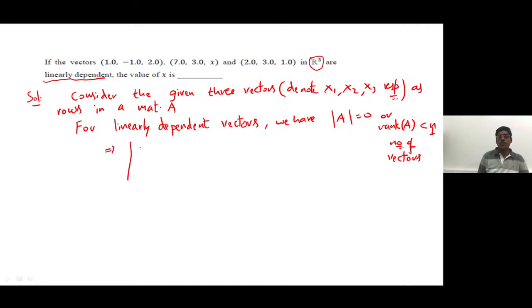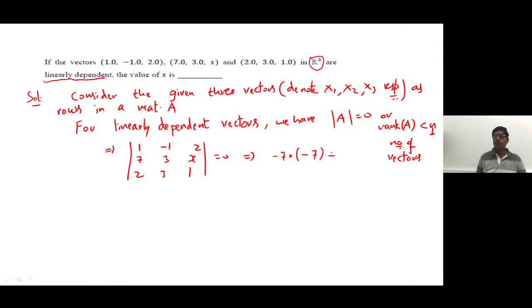Easy. 1, 0 means 1. Minus 1, 0 is minus 1. This is 2, the first row elements, first vector. Next, second vector components 7, 3, x. Third vector components 2, 3, 1, is equal to 0. So expanding by the second row because x is there. So minus 7 into deleting second row, first column, you know the procedure of determinant like that. Minus 1 into 1, minus 2 into 3. So it simplifies to minus 7.